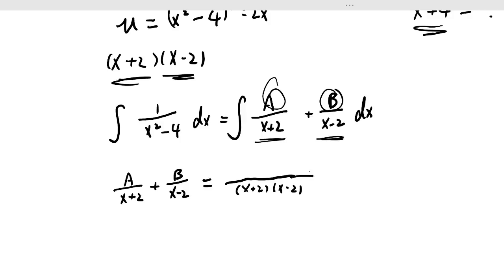And for the first fraction, we have to multiply by x minus 2 over x minus 2, because it's missing the x minus 2 term. For the second fraction, we're going to multiply by x plus 2 over x plus 2. Now, the sum of these two will be A times x minus 2 plus B times x plus 2.